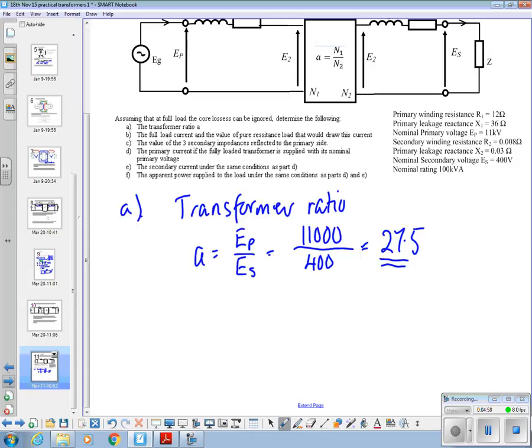Part B, full load current and the value of per resistance load that would draw this current. Okay, so this is full load secondary current. How are we going to find that? So that's asking for I2 at full load. From the information given, how are we going to do that?